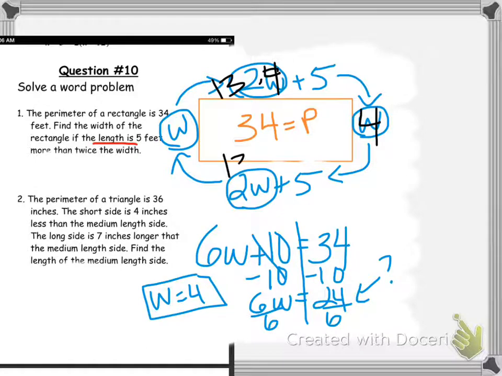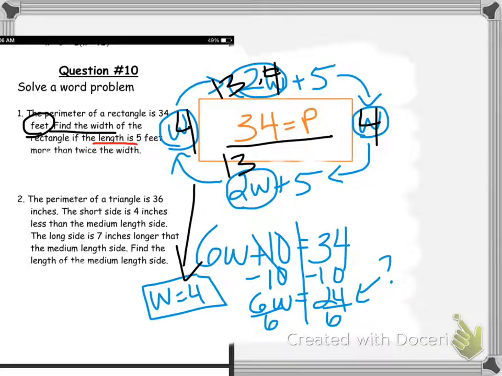If the length is 13, then that's 13. If the width is 4, then that's 4. A nice little check step, if you don't have an answer key, would be to say 13 plus 13 plus 4 plus 4, because that should give you your perimeter. 13 and 13 is 26, and then 26 plus 8 is 34. Yay! Now, what did the question ask? Find the width. I had that width all along, but I couldn't do my check step without finding the length. So my answer, I believe, is 4. 4 feet.